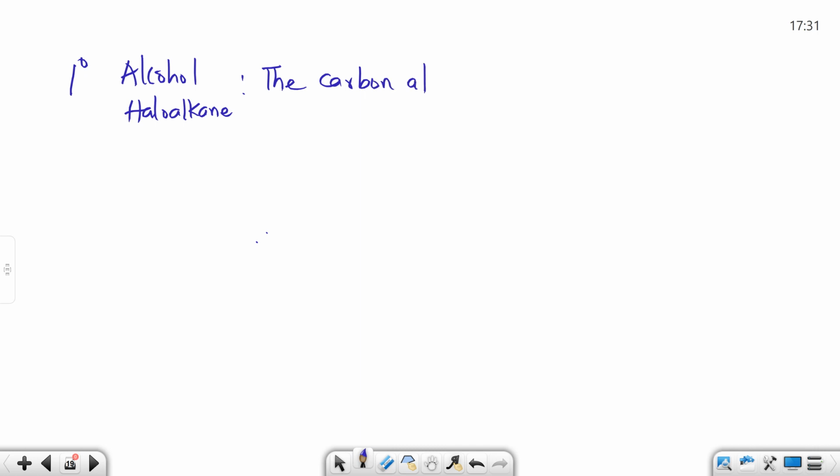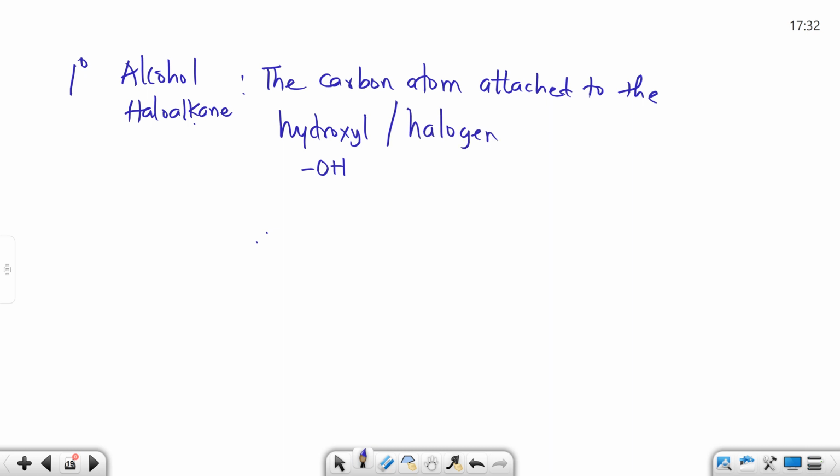Zintle, you need help with me writing it down. Okay. Primary alcohol or haloalkane. It could be any of the two, right? So we say the carbon atom attached to the, now it could either be the hydroxyl, which is OH, right? Or if I'm using haloalkane, the halogen is attached. There must be two attachments.